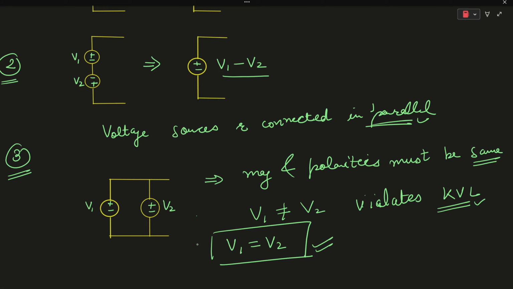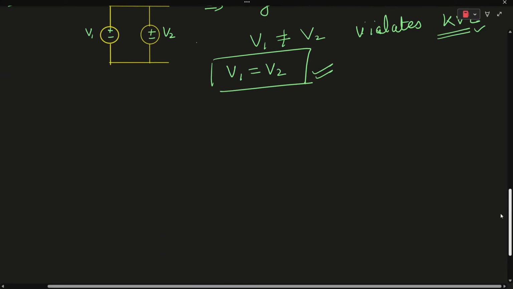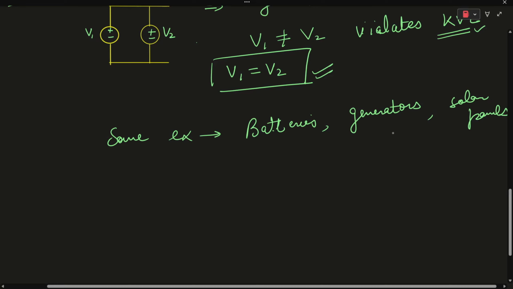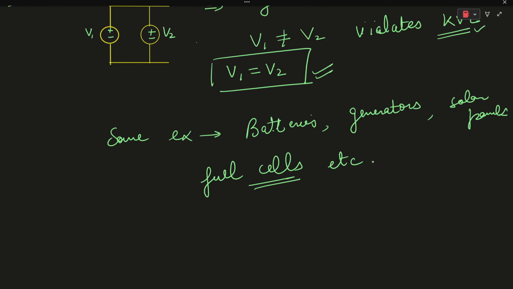Some examples of voltage sources are batteries, then we have generators, then we have solar panels, and fuel cells. I hope it is clear.